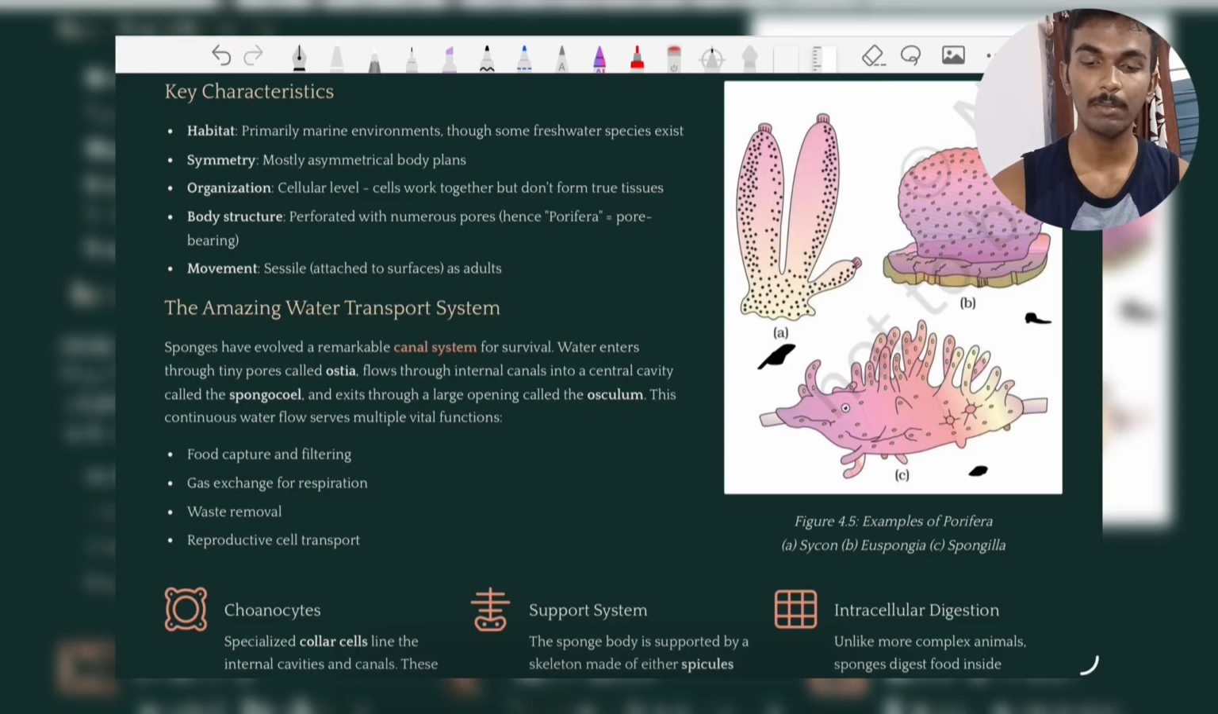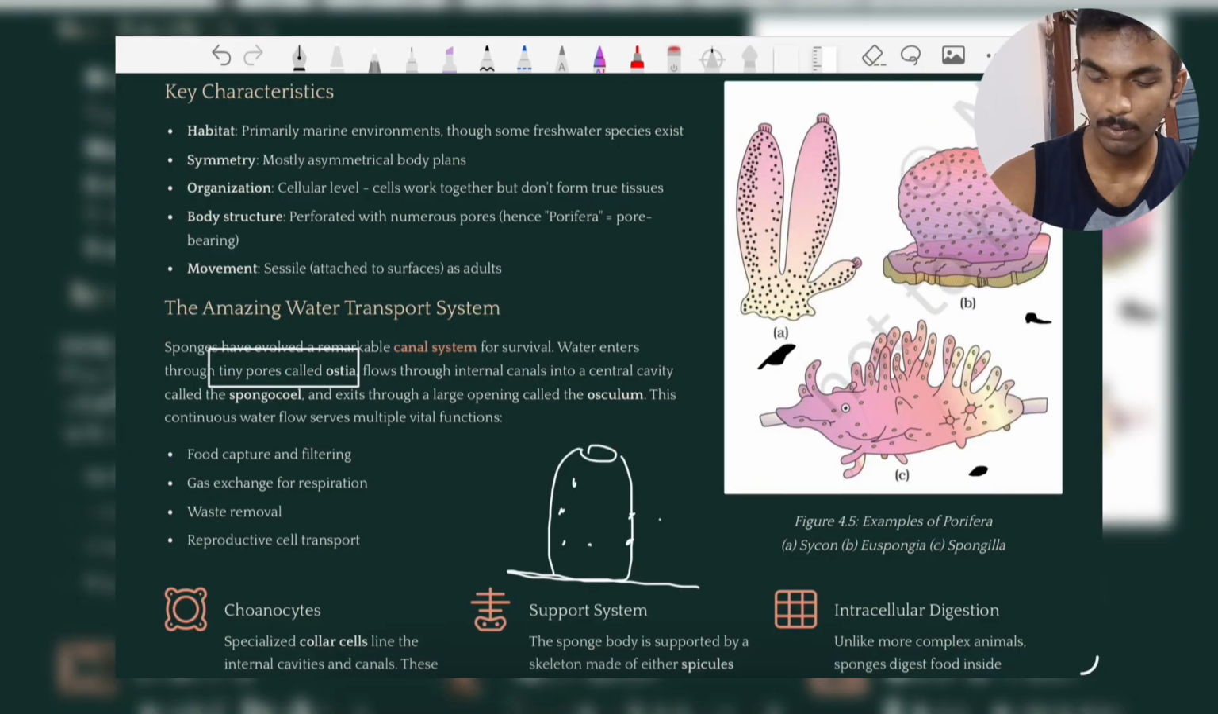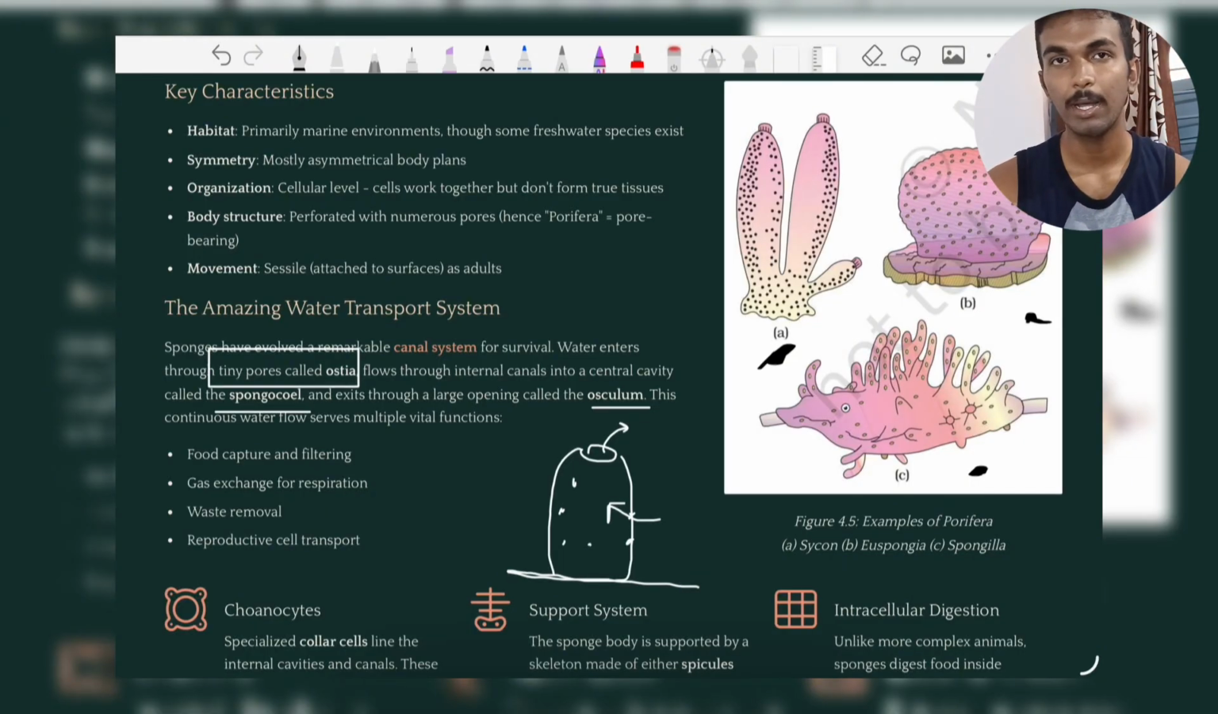The amazing water transport system. Sponges have evolved a remarkable canal system for survival. Water enters through tiny pores called ostia. From the figure I am drawing right now, you can see how things operate. These are little ostia. Here the water goes inside into the cavity, and this is known as the central cavity or the spongocoel. Now this is called the osculum, and from here the water along with waste gets out from the body.